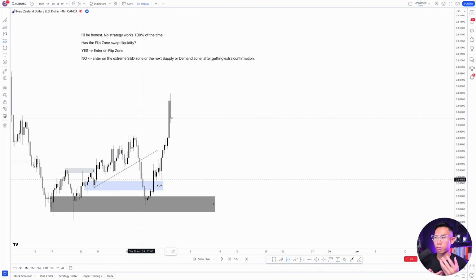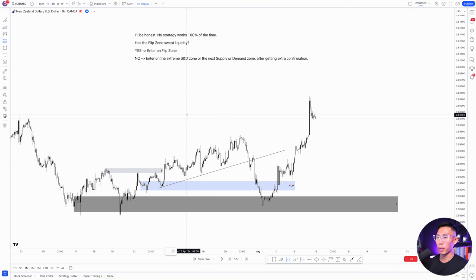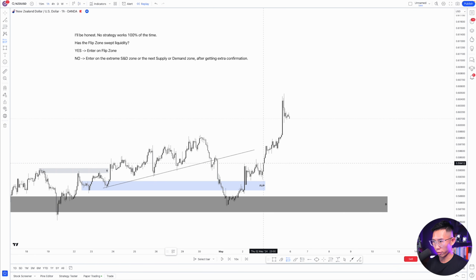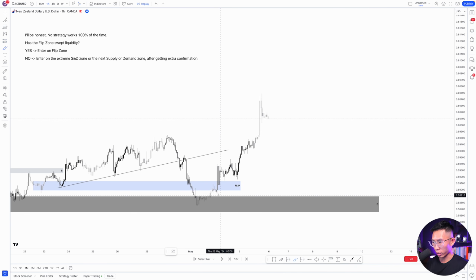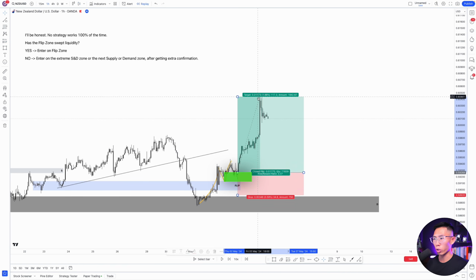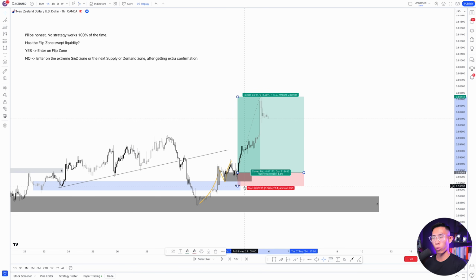And what happened if you failed to enter at this demand zone right here? Then there is the next supply and demand zone that you can actually look to enter for, right? You can see as price actually started retracing right here, right? And you can actually draw another demand zone right here. And next time price actually tap into the demand zone, you can easily enter for another buy position and just continue this, so on and so forth, right?